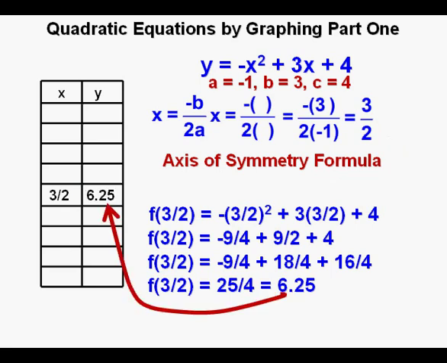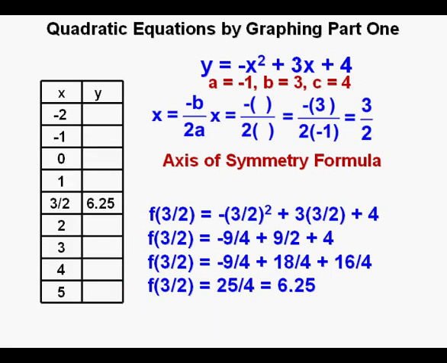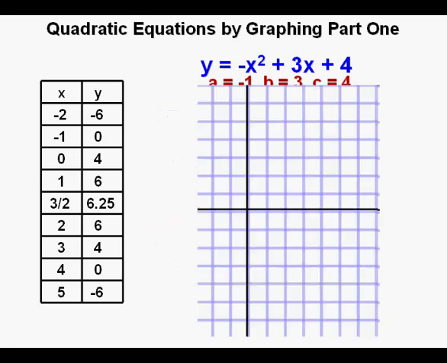And in the table below 3 halves, we place 2, 3, 4, and 5, and above 3 halves we place 1, 0, -1, and -2. And all the output values are placed in the table to the right of the input values in the right column. And here's the coordinate grid on which we'll plot our points and draw our quadratic function.